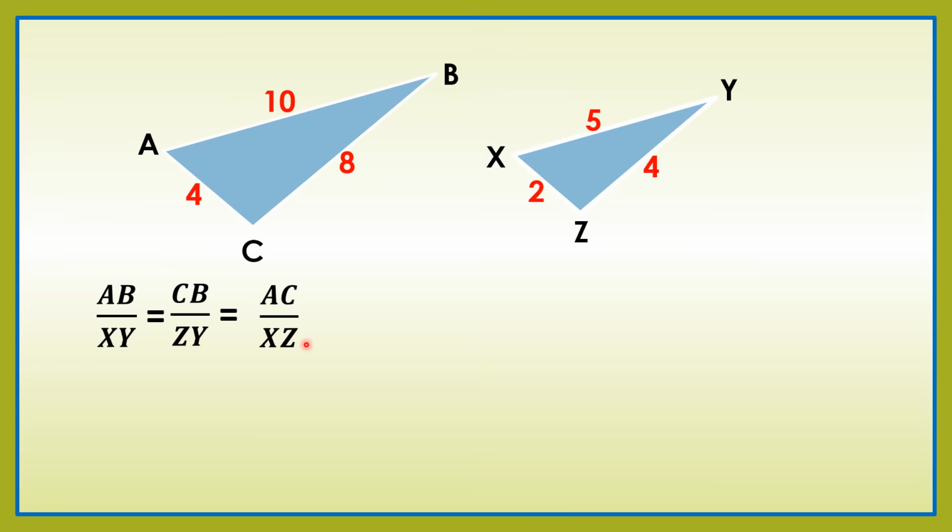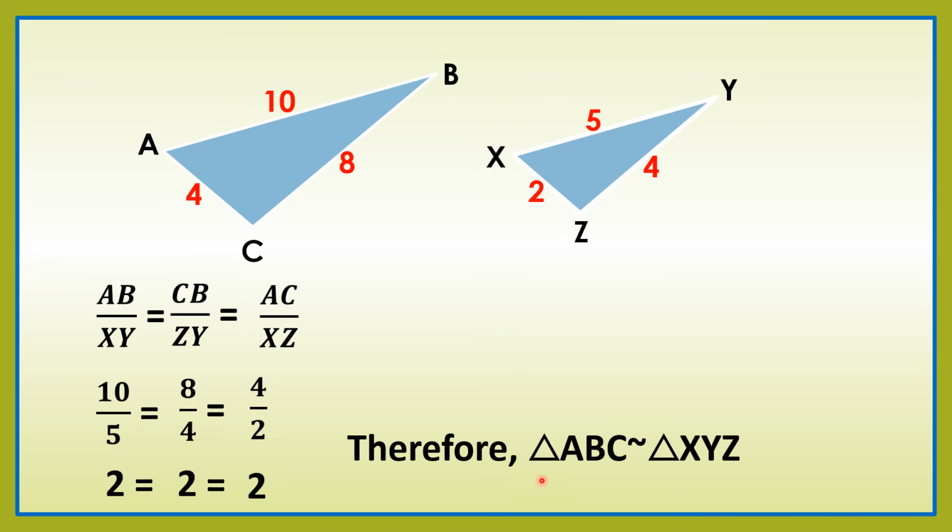Then substitution, ang AB natin ay 10, ang XY natin ay 5. So that is 10 over 5. Ang CB natin ay 8, ang ZY natin ay 4, so that is 8 over 4. Ang AC natin ay 4, ang XZ natin ay 2, so that is 4 over 2. Get the lowest term. 10 over 5 is 2, 8 over 4 is also 2, 4 over 2 is also 2. Therefore, they are equal. We can say now that triangle ABC is similar to triangle XYZ.